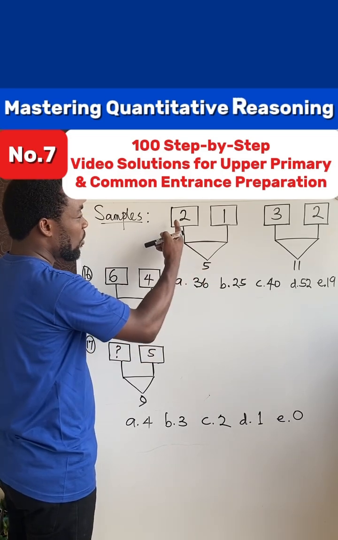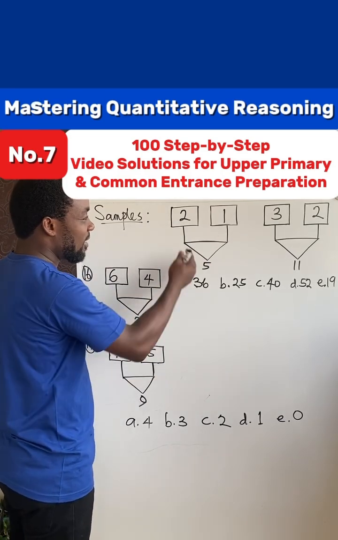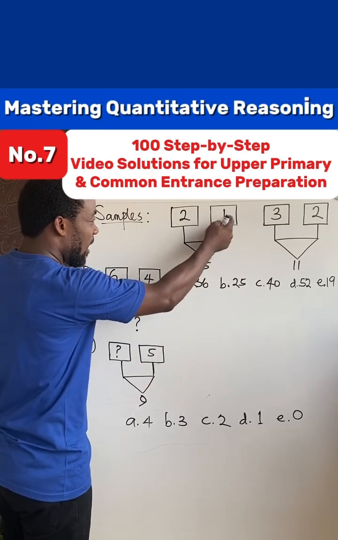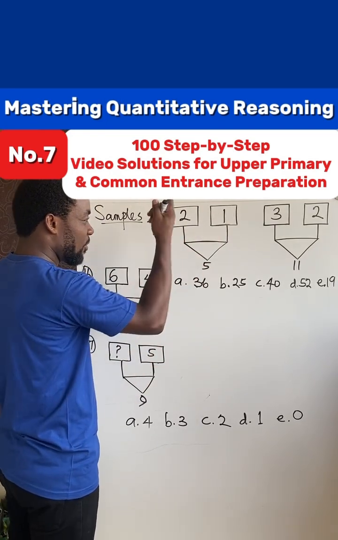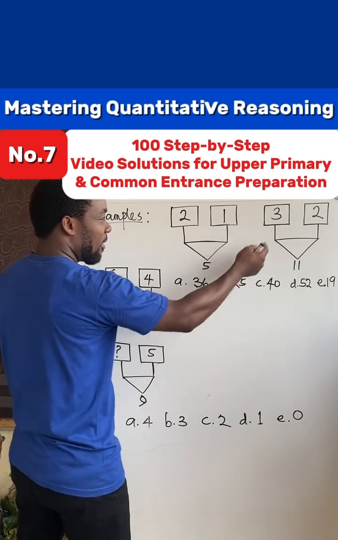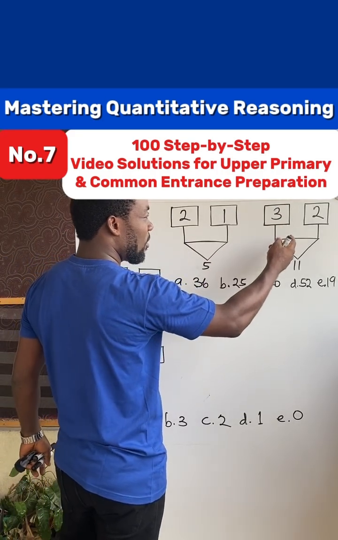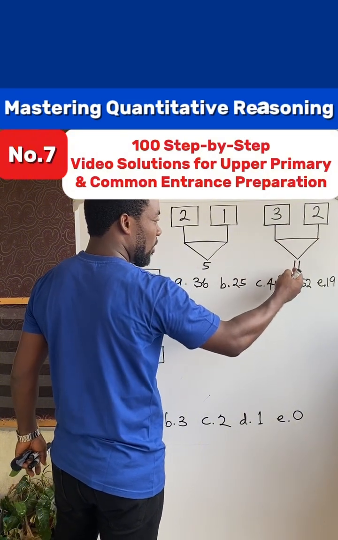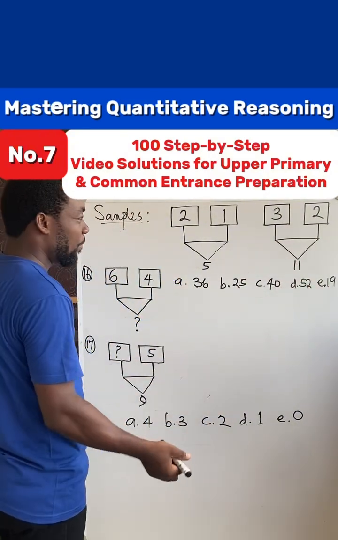We have 2, 1, and 5. So once I see these, something tells me multiply this by 2. Add this. You get this. 2 times 2, 4 plus 1, 5. 3 times 2, 6 plus 2, 8. That did not go.